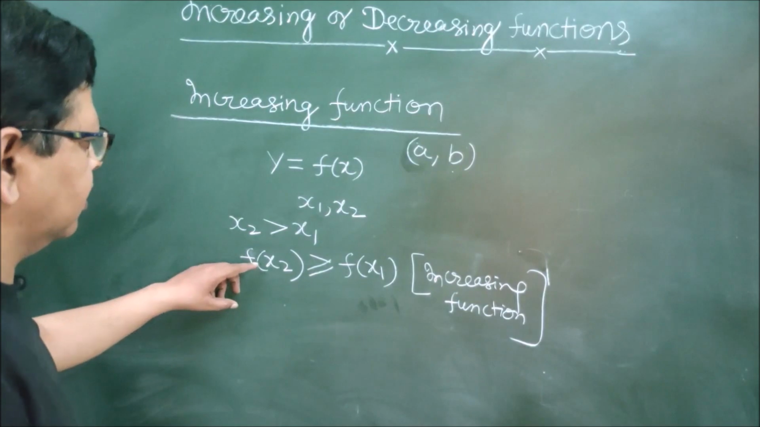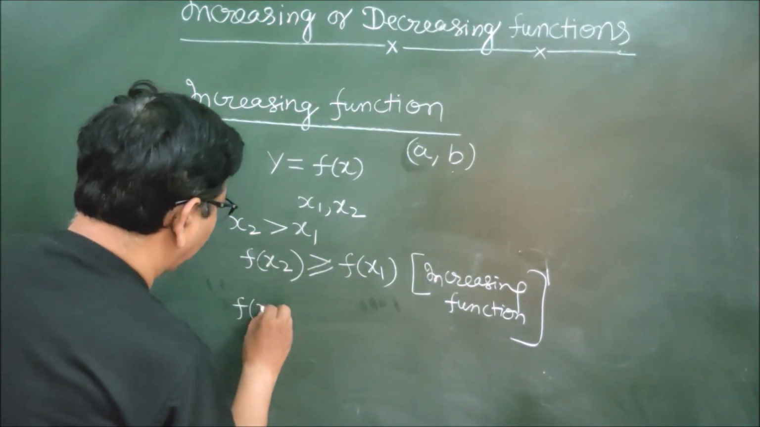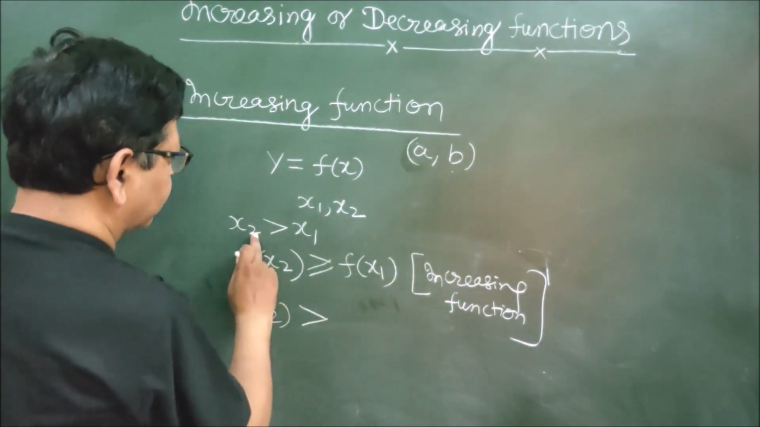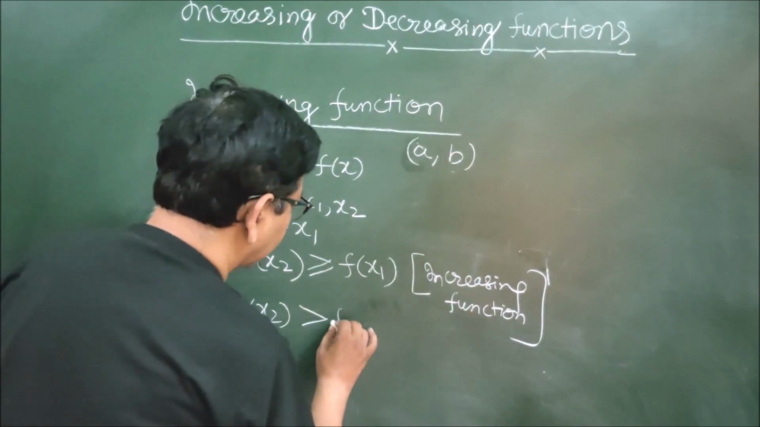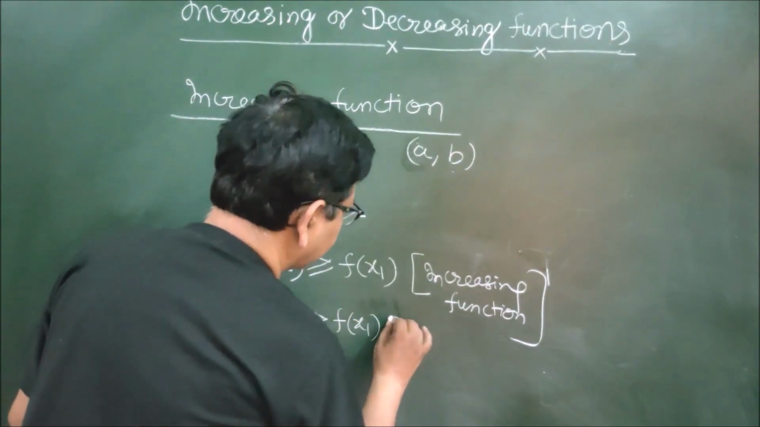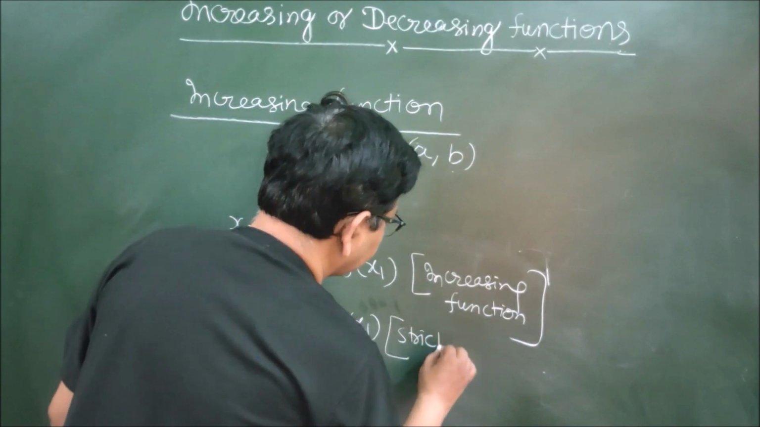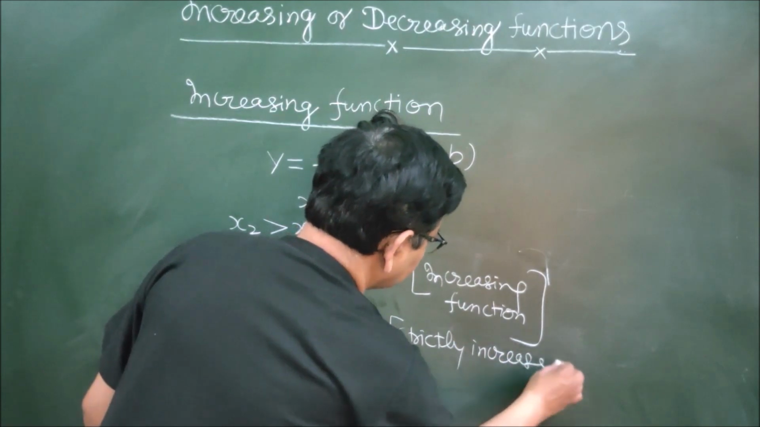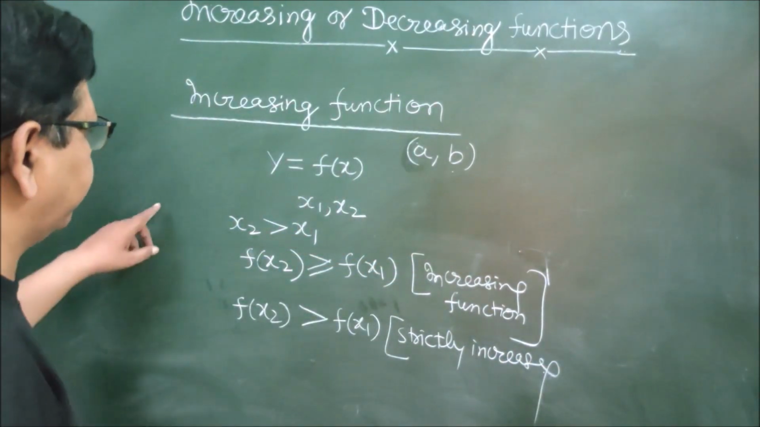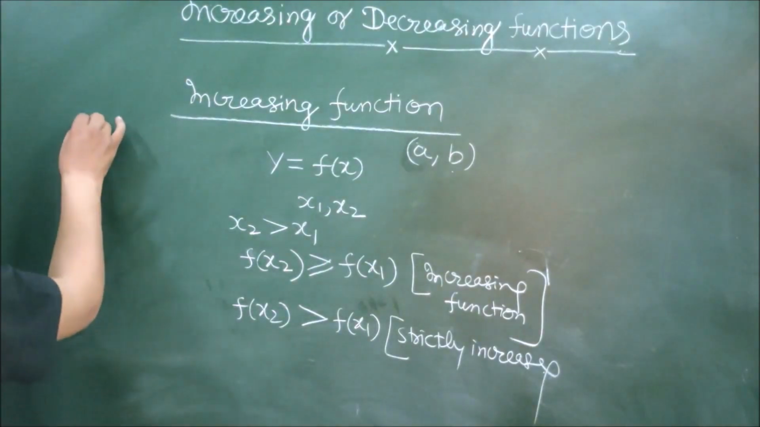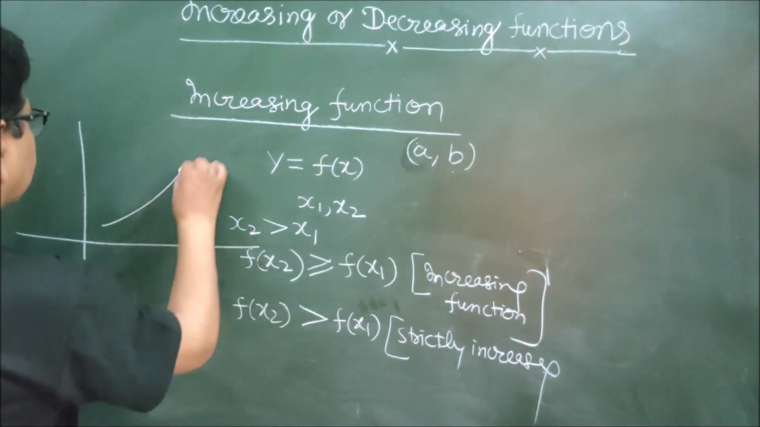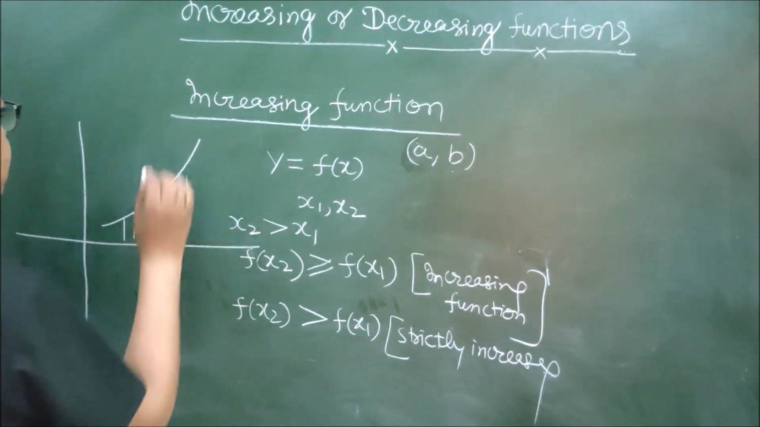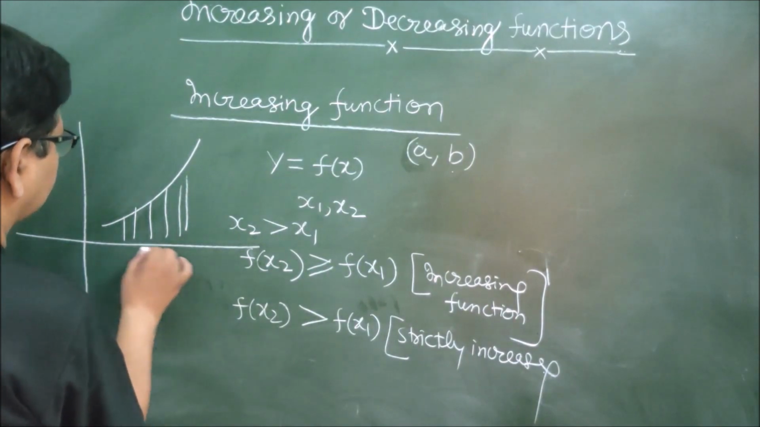So if f(x2) is always greater than f(x1) for any points x1, x2 in the interval, where x2 is greater than x1, then we call it strictly increasing. And for the strictly increasing, the graph of the function is like this. Means the value of y goes on increasing when we increase the value of x.